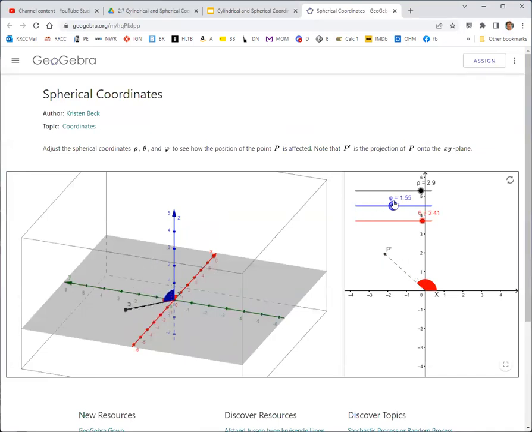So if phi hits pi over 2, you're at the xy plane. So phi only goes from 0 when it's at the positive z, and then it's pi, or 180 degrees, when it's at the negative z. And then, of course, theta is the normal theta that just sweeps around 0 to 2 pi.